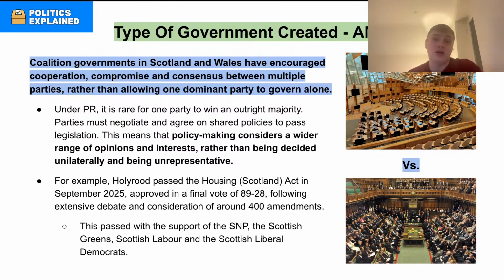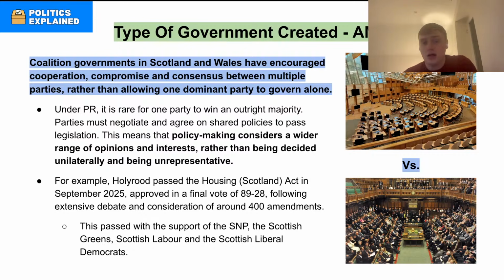It can also be argued that AMS is strong in terms of type of government created, as these coalition governments rely on cooperation, compromise and consensus between multiple parties rather than allowing one dominant party to govern alone. And this is the counter to the argument that first past the post is effective in terms of type of government created, because we can argue actually creating one strong government that just gets to decide isn't effectively what makes an electoral system strong. Effectively, AMS is better because it encourages compromise between coalitions that results in more representative decisions in the end. So policymaking considers a wider range of opinions and party interests.